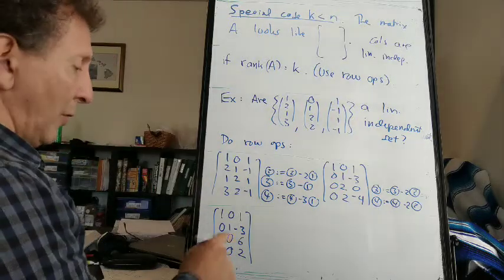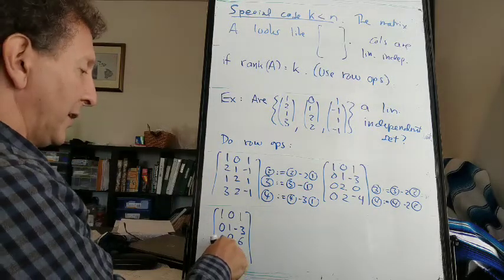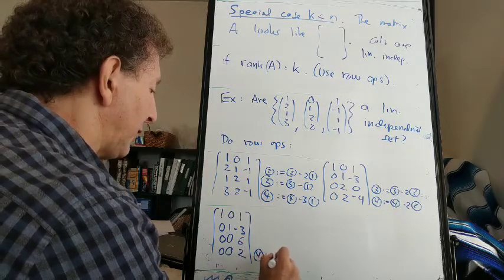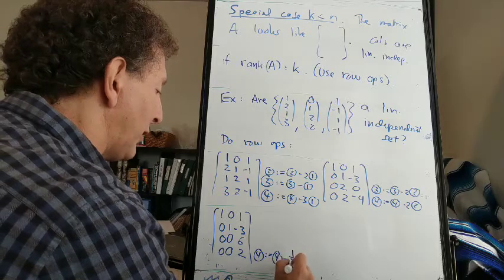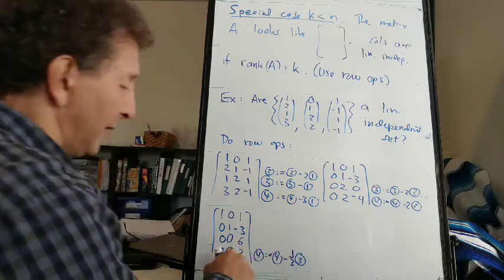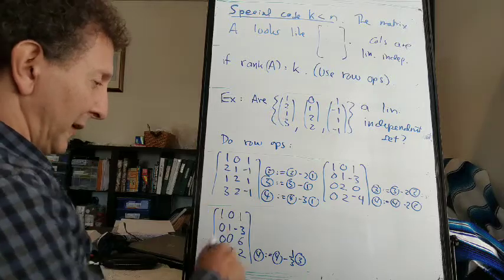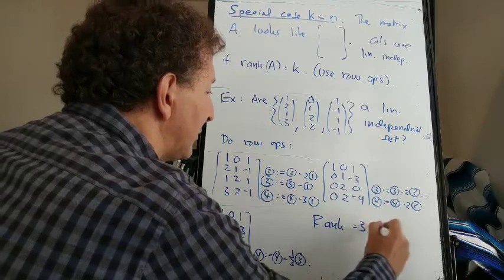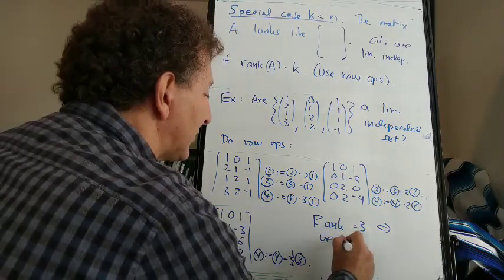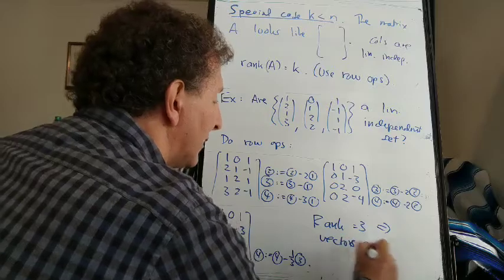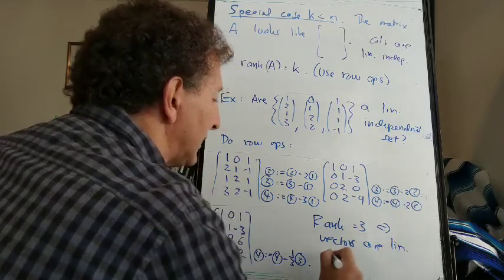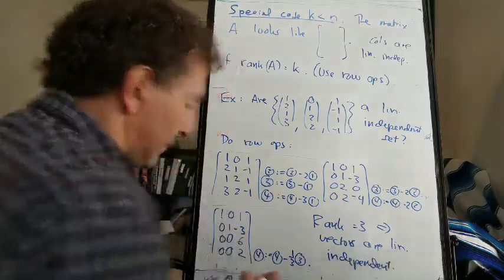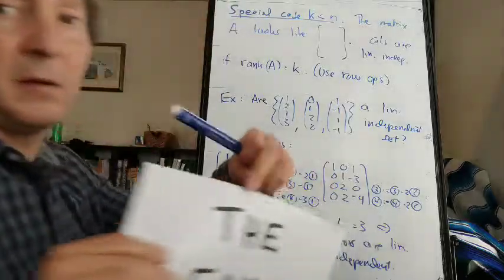And then, well, we can see that the rank is 3, because if we do one more step and we let row 4 become row 4 minus 1/3 of row 3, then we'll get rid of the 2 there, and we'll see that we have rank exactly 3. So rank equals 3, and that means that the vectors are linearly independent. The end.